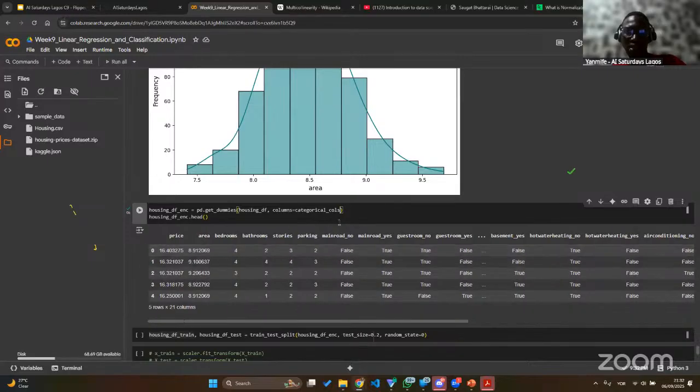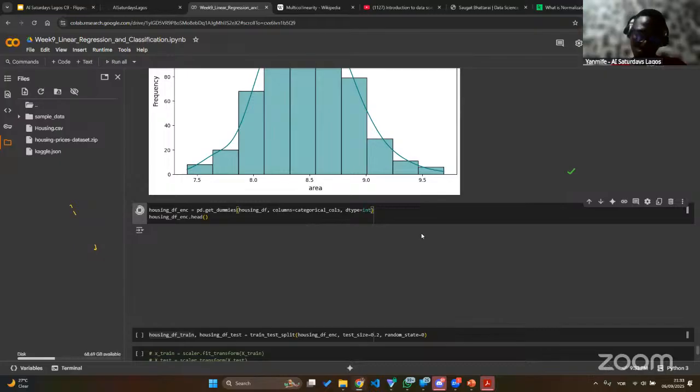So okay, look at this now. I said that the column equals categorical, right? But I am saying it is not in numbers. I need it as numbers. So I just tell it that I need the data type as integer. So it will do that.